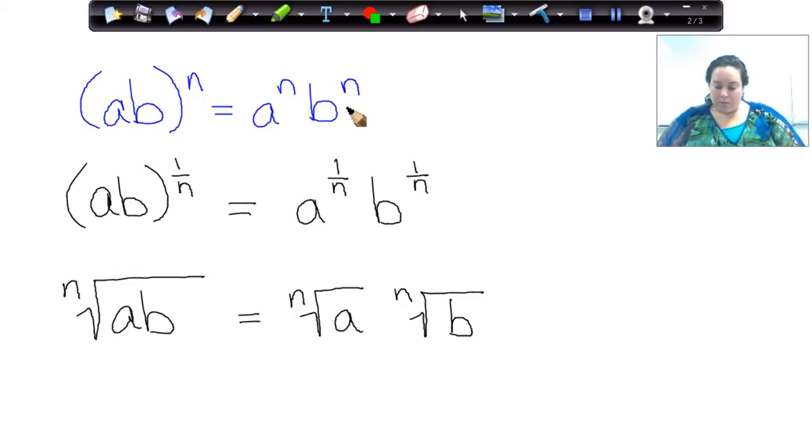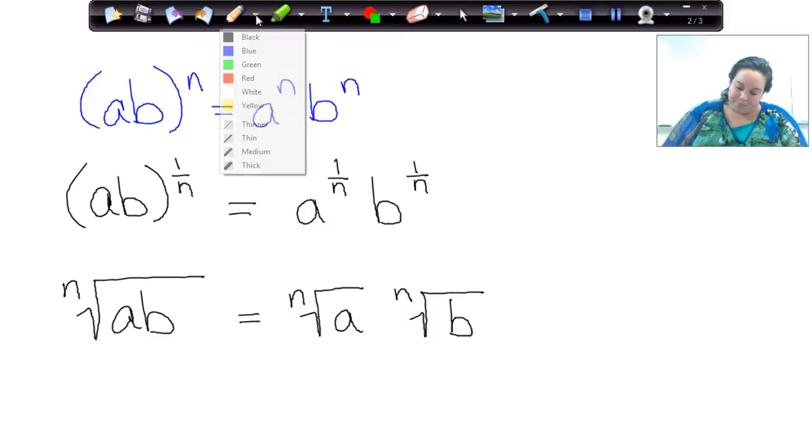But according to this rule that we learned, this exponent rule tells us that this is a to the 1 over n times b to the 1 over n. So that's telling us that the nth root of a times b is actually equal to the nth root of a times the nth root of b. So this is one way that the exponent rules can really be helpful to us. Notice it has to be the same root, then we can combine these into one.